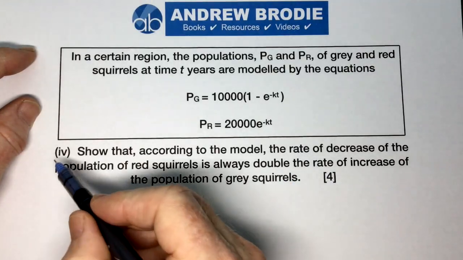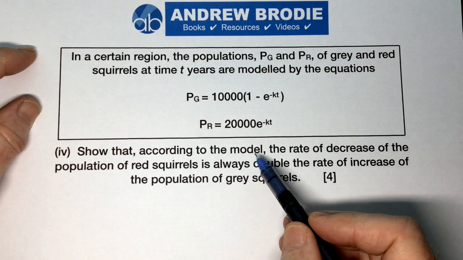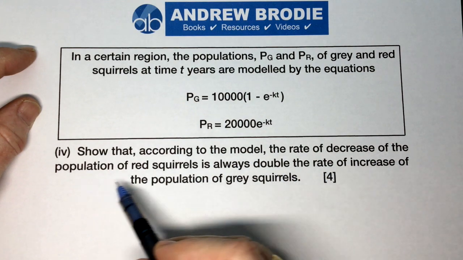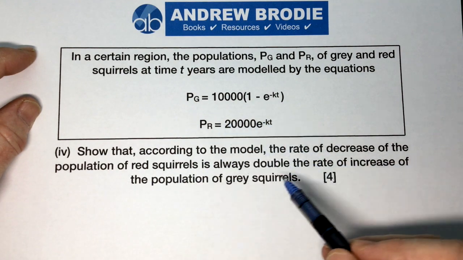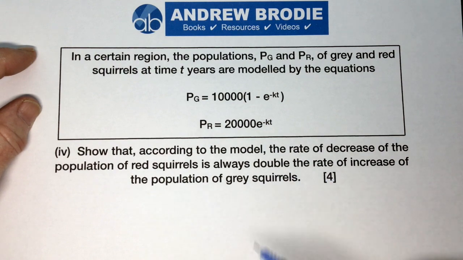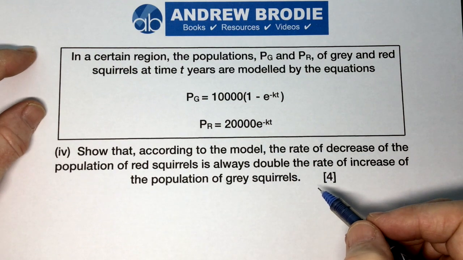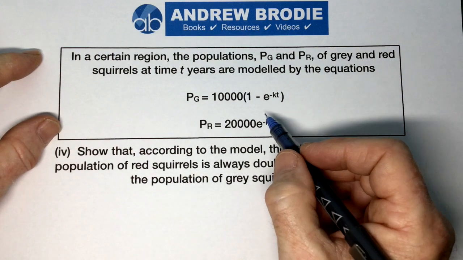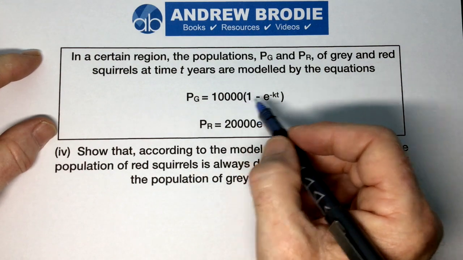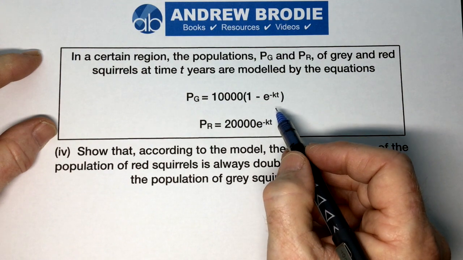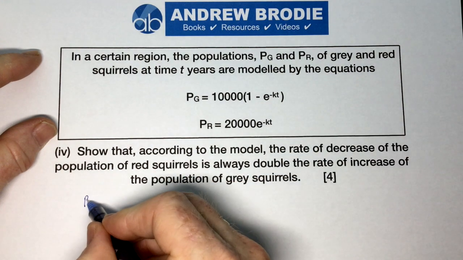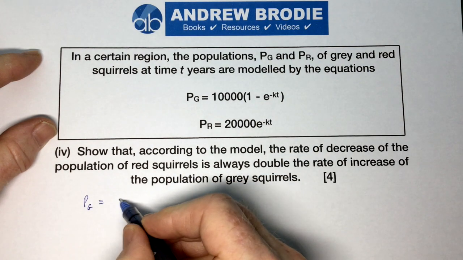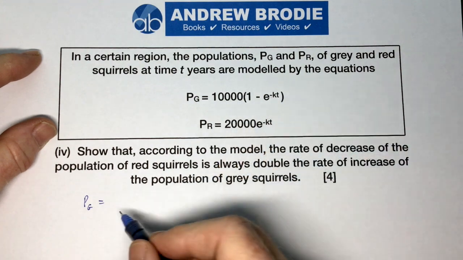So this part, question 4: show that according to the model, the rate of decrease of the population of red squirrels is always double the rate of increase of the population of grey squirrels. That's an interesting idea. Because we're talking about rates of decrease, we're looking at differentiation. So let's look at this one first. We know that the population of greys is given by that there. So I'm going to multiply that out.